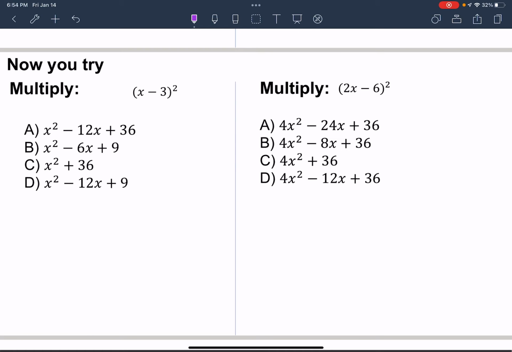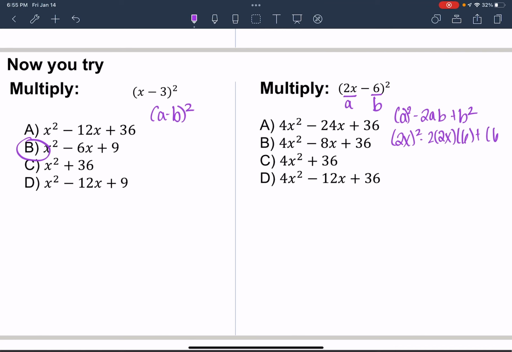So now you can try these two examples on your own. So x minus 3 squared, you're going to use the a minus b formula, and when you do that, you should get answer choice B. 2x minus 6 squared, a is 2x and b is 6. So we have a squared minus 2ab plus b squared. So that's 2x squared minus 2 times 2x times 6 plus 6 squared. So this gives me 4x squared minus 4 times 6 is 24, 24x plus 36, which is answer choice A.